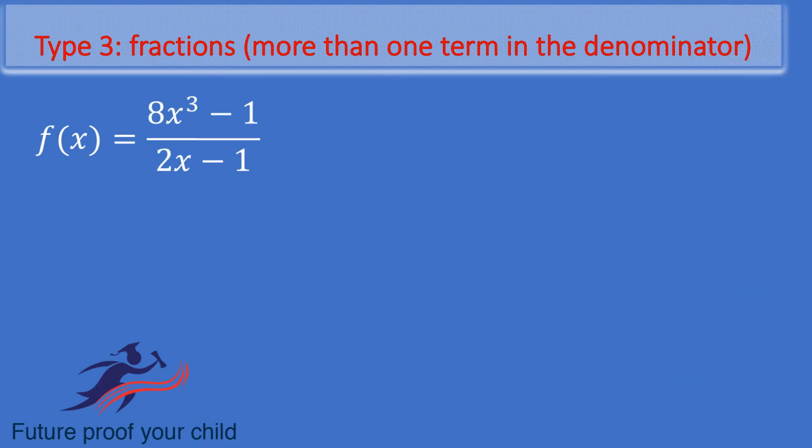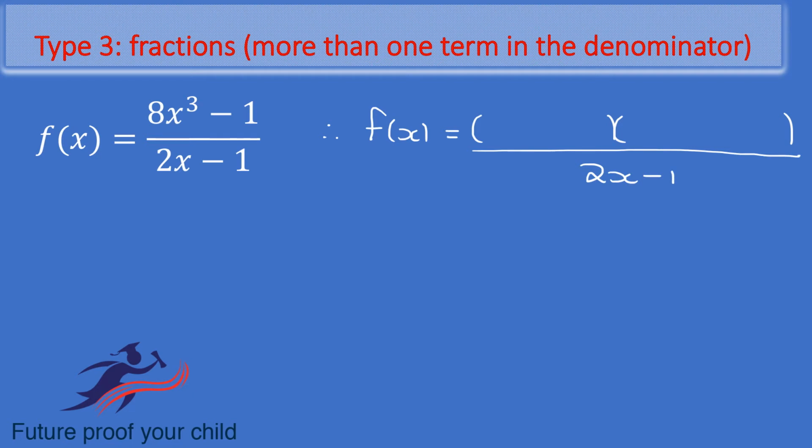And then for type 3, also with fractions, but more than one term in the denominator, so please factorize first. So therefore, difference of cubes, so remember small bracket and big bracket. So leave your denominator as is. In the small bracket, we take the cube root of 8x cubed, which is 2x. We use the same sign, so it's negative.